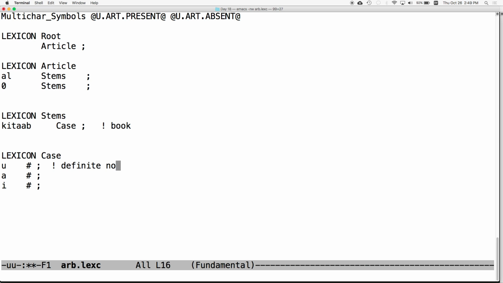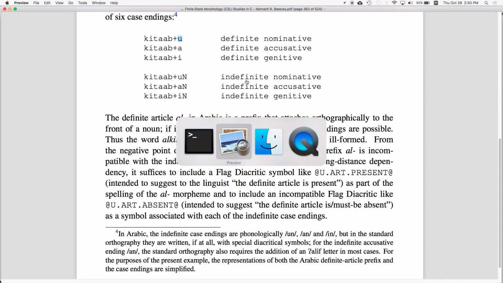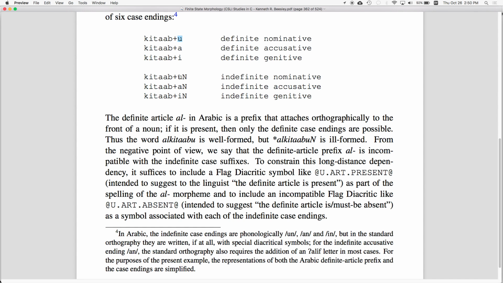Definite nominative, definite accusative, definite genitive. Okay? All right, and then we've also got these guys down here, which are the same but indefinite.